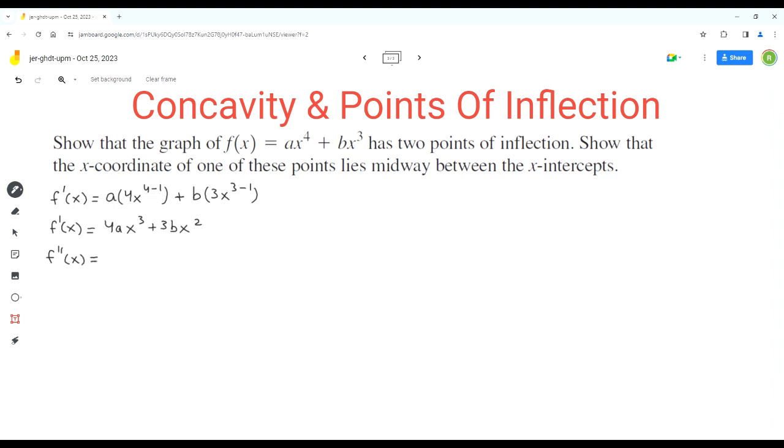So in the first term, 4a is the coefficient, so it will stay as it is. And for x cubed, we can use the power rule to find the derivative. So we can move the exponent 3 to the front and subtract 1 from 3. Then plus, in the second term, the 3b is the coefficient, so it will stay as it is. And for x squared, we can use the power rule, so we can move the exponent 2 to the front and subtract 1 from 2.